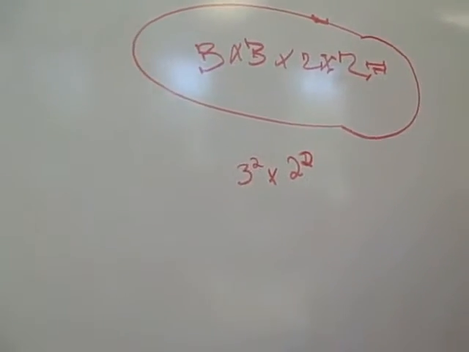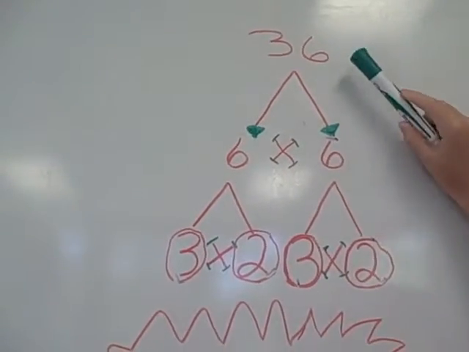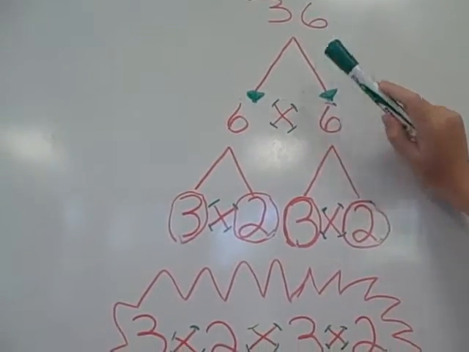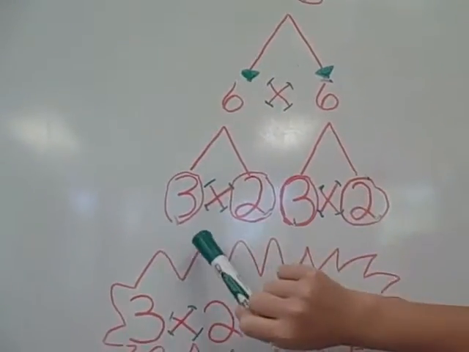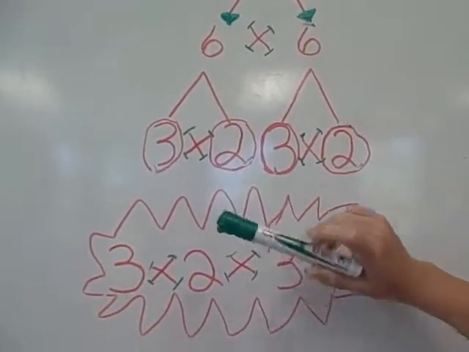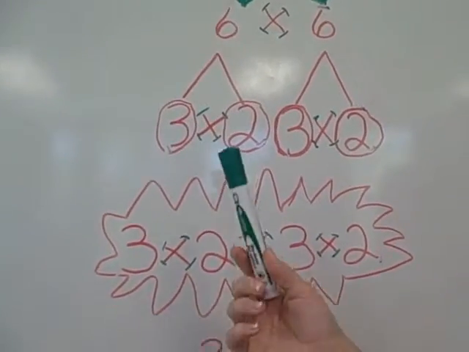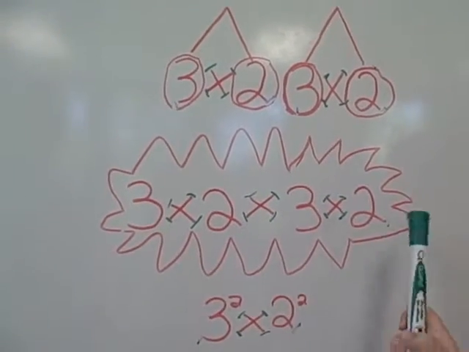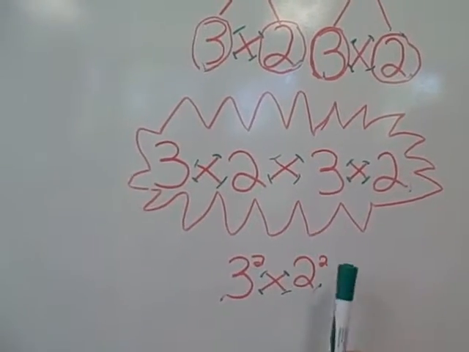Okay, Skylar and Emily, explain your step. Are we going to do it together? Okay. Ready, set, action. We did 6 times 6, which equals 36. And then we tried to see what could go into 6, and so we figured out 3 times 2. And we did the same for this side. And then we did it all together, and we multiplied it all together, and we circled that. And then we did 3 to the second power and 2 to the second power.